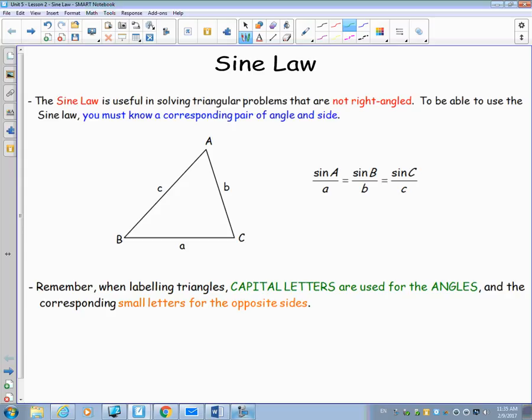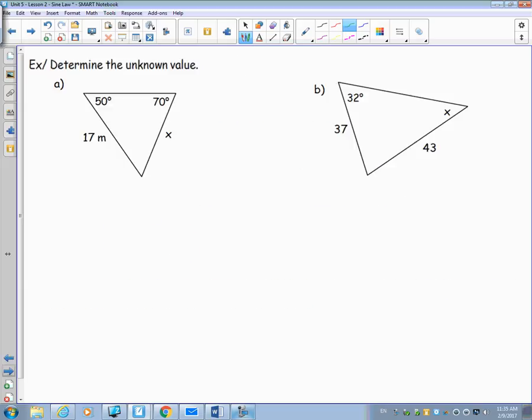Quick reminders, capital letters are used for angles, and the side across from it are the corresponding sides. In order to use the sine law, we need to know that pair. I need to be able to make a fraction out of it. And then I need some other pair, and I need to know one of the two things. So I make a second fraction, and we can cross multiply and solve this. There really are only two situations we can use the sine law for.